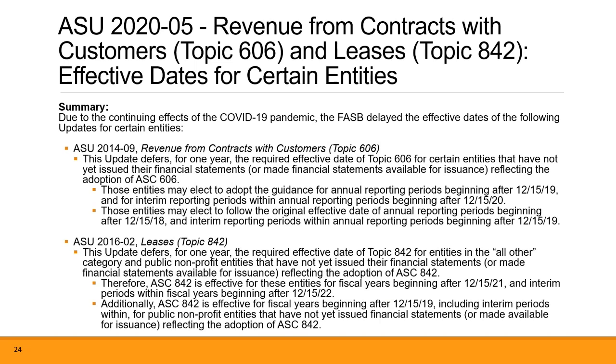So topic revenue from contracts with customers, topic 606, was delayed until after 12/15/2019. And then as we all know, the ASU 2016-02 for leases, topic 842, also delayed the effective date by 1 year, which makes that ASU effective for fiscal years beginning after 12/15/21 for the 2022 fiscal year.